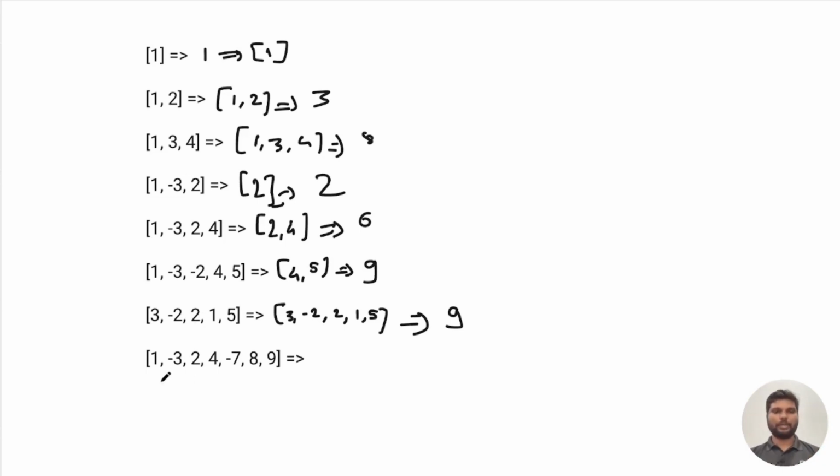Consider this last example. We will start with 1. We will check 1 minus 3 is minus 2, right? So we can discard this entire subarray as it is giving us a negative number, right? Then we can start with 2. 2 plus 4 is 6, right? And then we are adding minus 7 into it. Again, it is creating minus 1 as our subarray. So discard this subarray again.